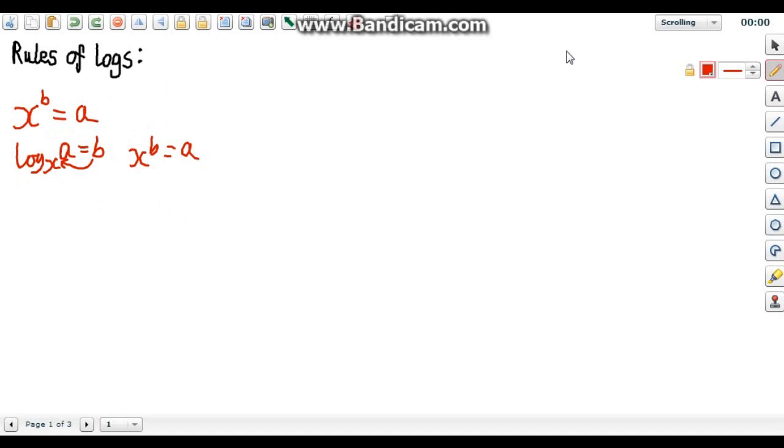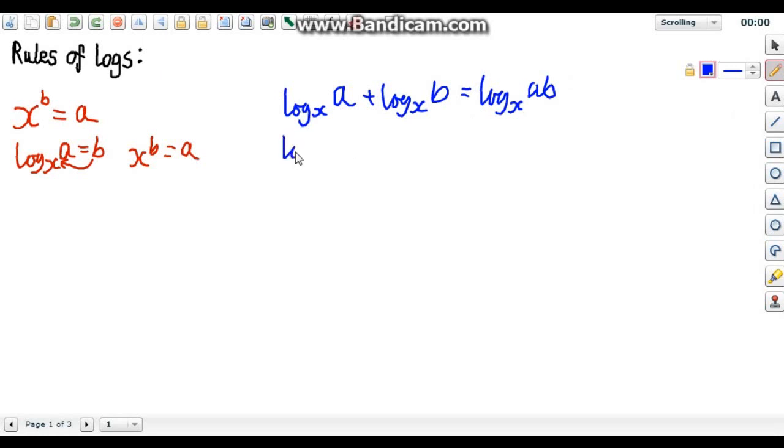Now the rules of logs, I'll do those in a different colour. Let's get blue out. The first one is, if you have log, we'll just put it to the base x of a, plus log to the base x of b, you can write that as log to the base x of a times b. So that means if you've got two logs added together, you can combine them. And also, if you have a log of a number that can be split into two factors, you can separate it. So that's the two uses of this rule.